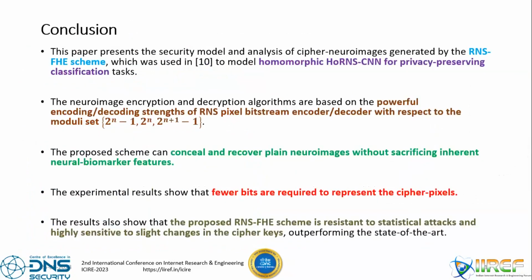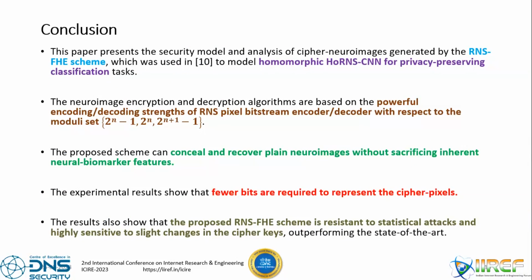In conclusion, this paper presents the security model and analysis of cipher neuroimages generated by the RNS fully homomorphic scheme, which was used in our previous study to model homomorphic residue number system convolutional neural network for privacy-preserving classification tasks. The neuroimage encryption and decryption algorithm are based on the powerful encoding and decoding strengths of residue number system PCB stream encoder and decoder with respect to the moduli 2 raised to power n-1, 2 raised to power n, and 2 raised to power n plus 1 minus 1.